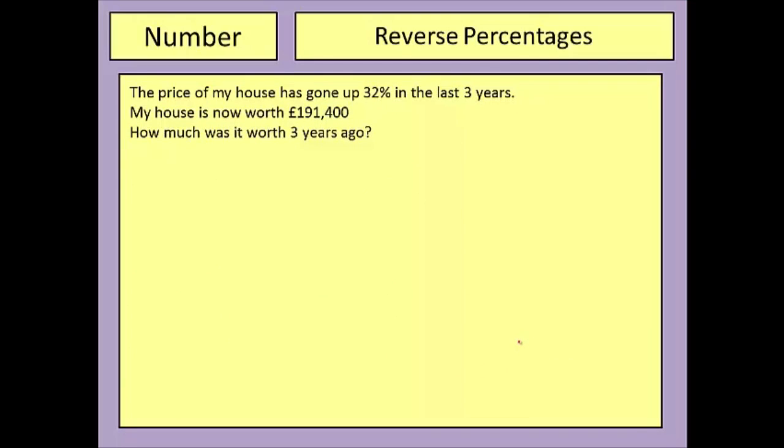In this second example it's slightly different. This time the price has gone up, so we're talking about an increase here. The price of a house has gone up 32% in the last 3 years. My house is now worth £191,400. How much was it worth 3 years ago?